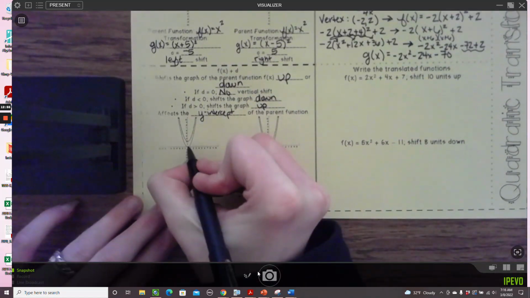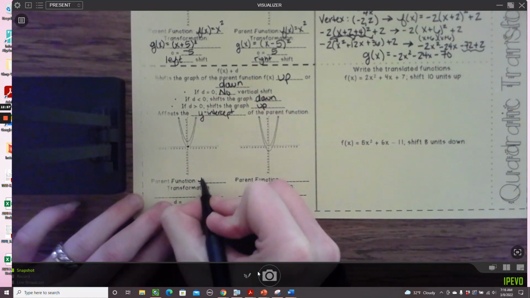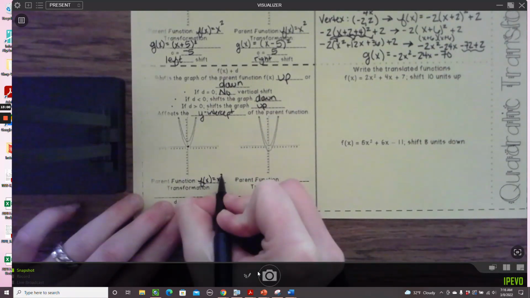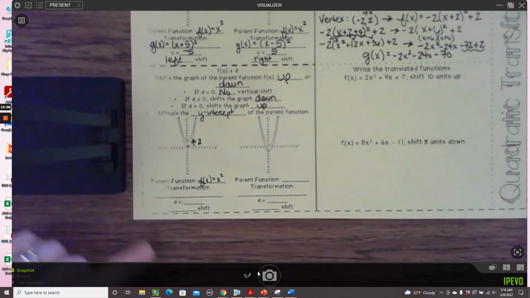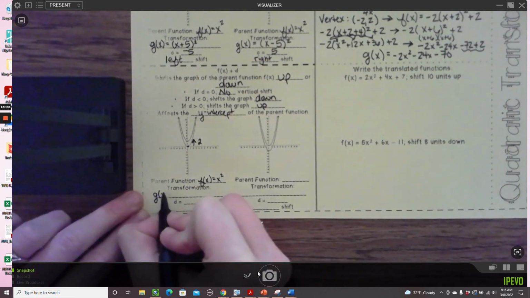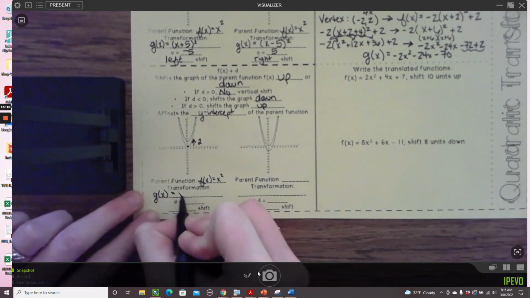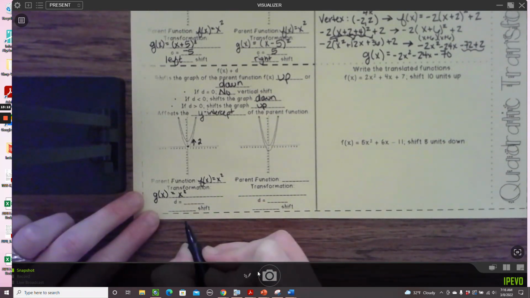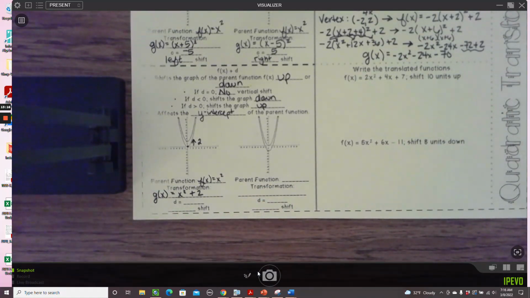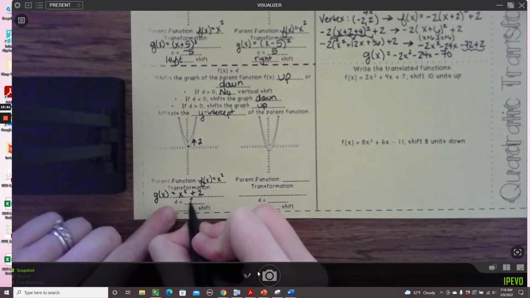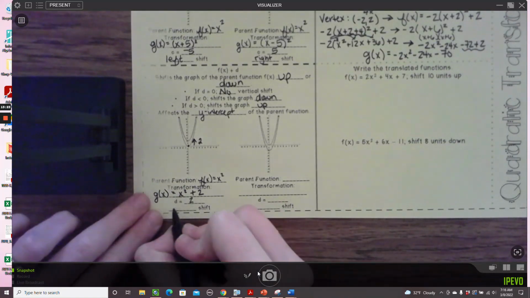All right, so my parent function here, again, is x squared, so it's that one that's lined up nice and pretty. Here, I shifted it up 2 units. So g of x, my transformation, is going to equal x squared, and then I just add the 2 to the end. So this one, the signs don't flip-flop around like they do with the others. So the d value equals +2, and that's an upshift.